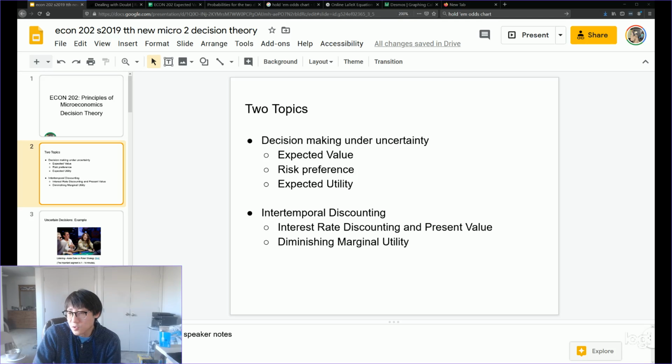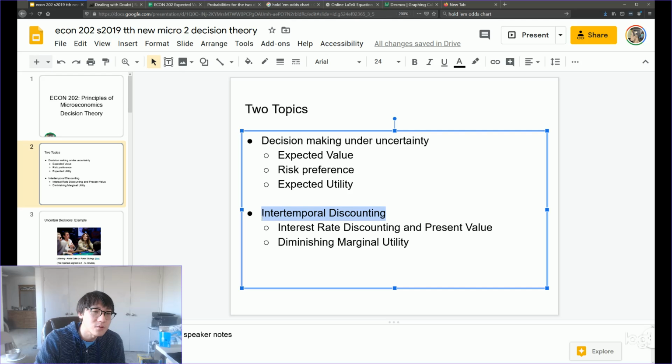In these next two lectures, we're going to be talking about decision theory, and we're going to be studying how people make decisions. And we're going to look at two specific cases. In this lecture, we're going to focus on decision-making under uncertainty, okay? And in the next lecture, we're going to talk about planning for the future, how we make decisions about the future. So decision-making under uncertainty and intertemporal discounting. That's some fancy jargon there, okay? But we're going to basically study in the next lecture how people make decisions about the future. Now this lecture, decision-making under uncertainty.